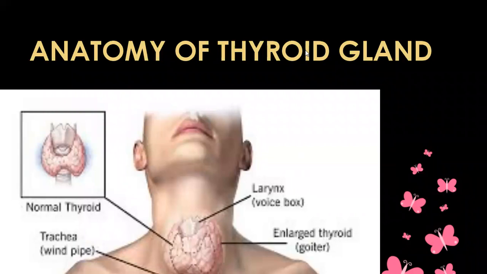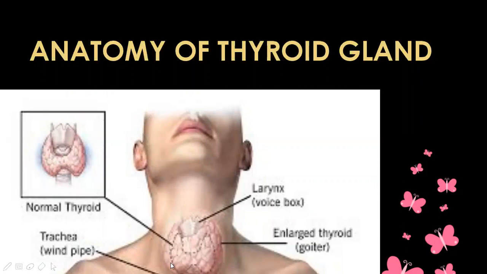I am Vanaja. Today I would like to teach about the anatomy of the thyroid gland. We'll start. The thyroid gland is an endocrine gland. What is an endocrine gland? An endocrine gland is a ductless gland which releases its products into the bloodstream. So here, the thyroid gland's products are hormones. These hormones directly get released into the bloodstream. That's why it is called an endocrine gland.